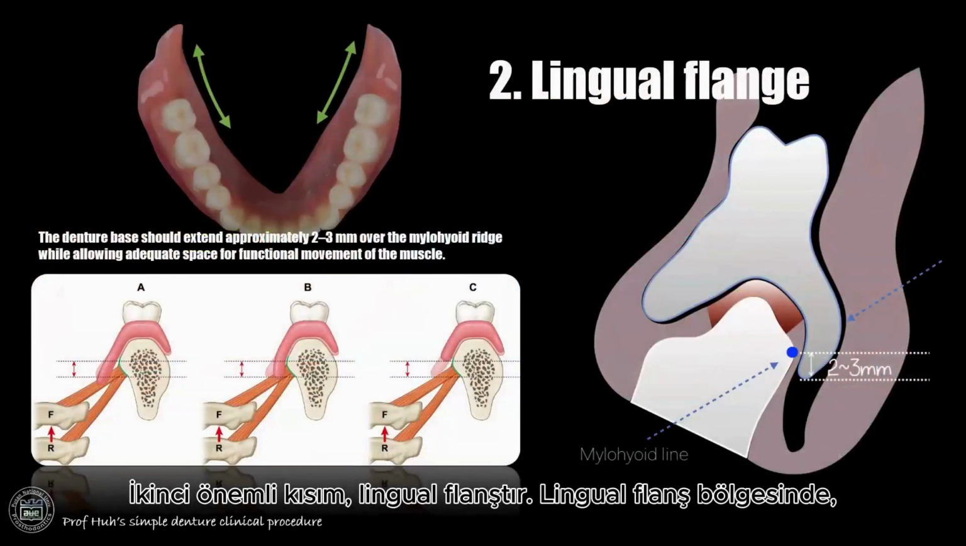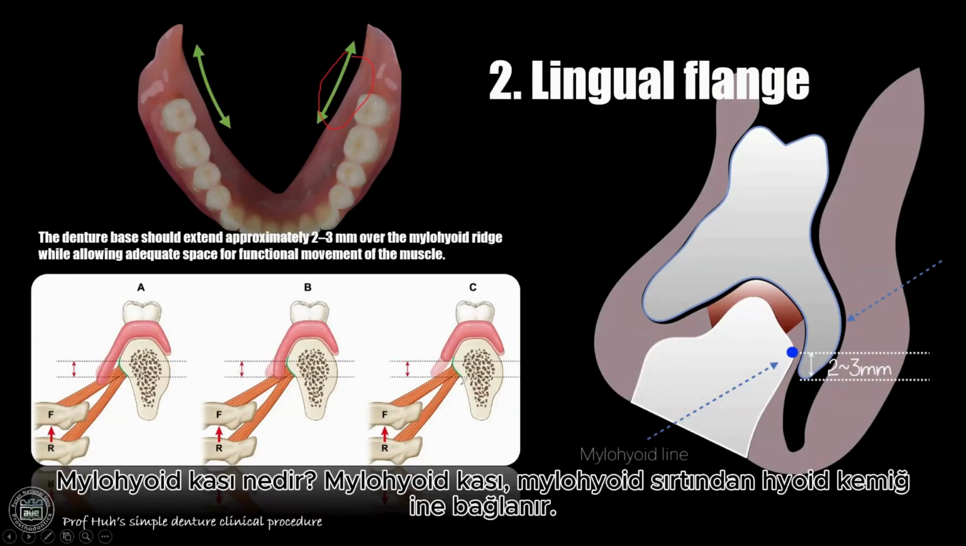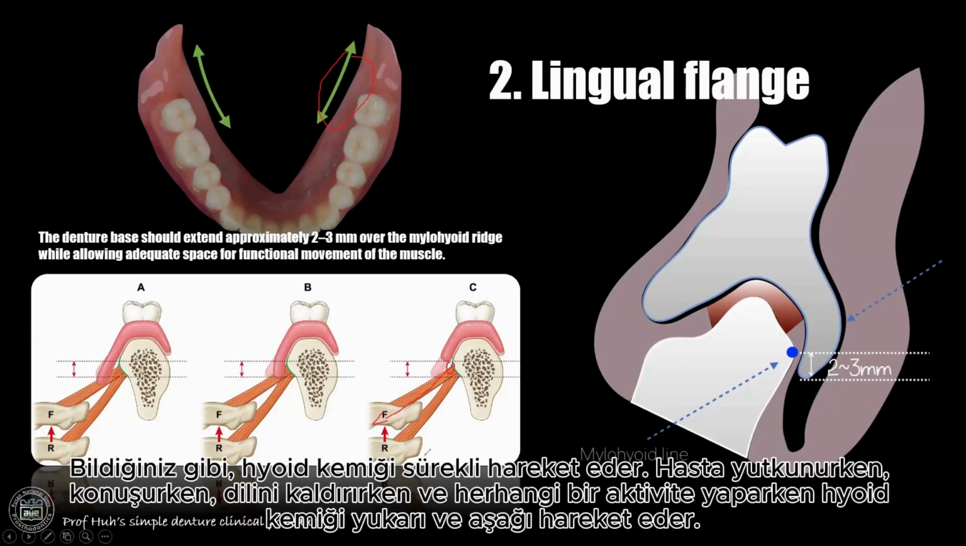The second important part is the lingual fringe. This area. So we have to focus on the mylohyoid muscle. What is the mylohyoid muscle? The mylohyoid muscle is attached from the mylohyoid ridge to the hyoid bone. As you know, the hyoid bone continuously moves, right? When the patient is swallowing, speaking, lifting the tongue, in every activity, the hyoid bone moves up and down, right?